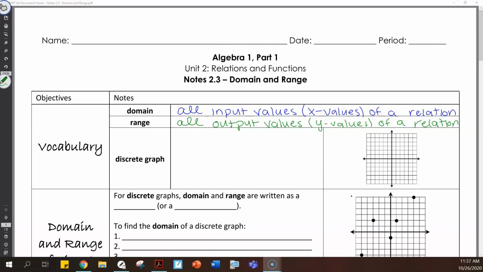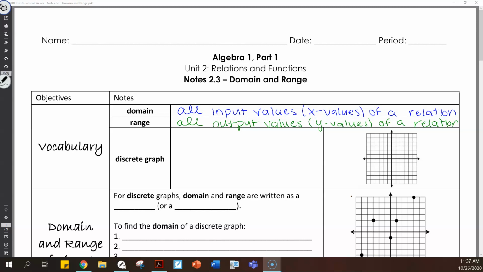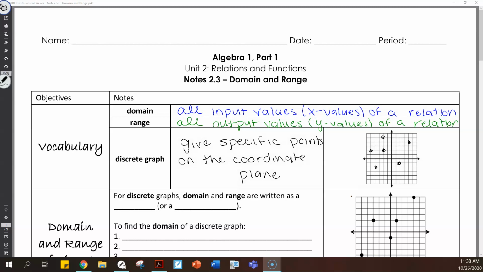Now we have one more piece of vocabulary that we need to talk about. We have seen these, but I want to make sure that we define what a discrete graph is. The ones we've been working on are discrete graphs. Discrete graphs give specific points on the coordinate plane. With a discrete graph, you have a point here and a point here and a point here, individual points on the graph.